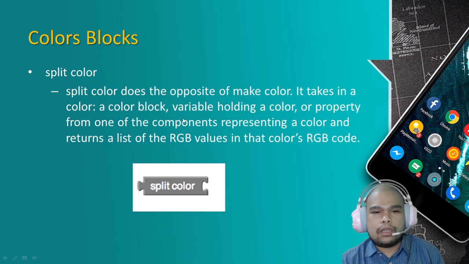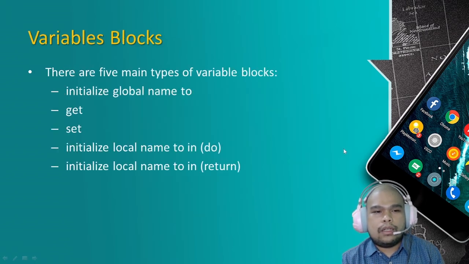Next, we have a split color. Split color does the opposite of the make color. It takes in the color, let's say a color block, variable holding a color or property from one of the components representing a color and returns a list of RGB values in that color's RGB code.